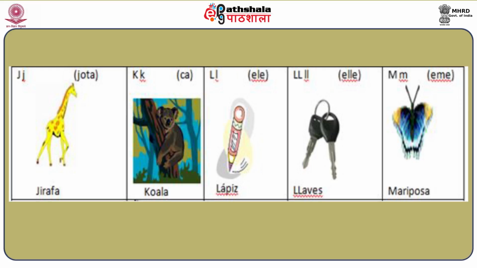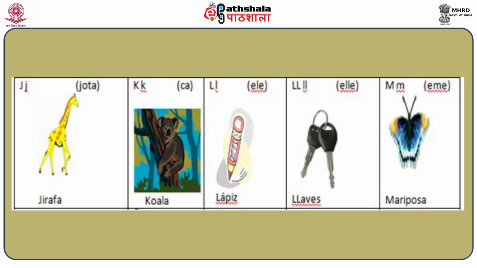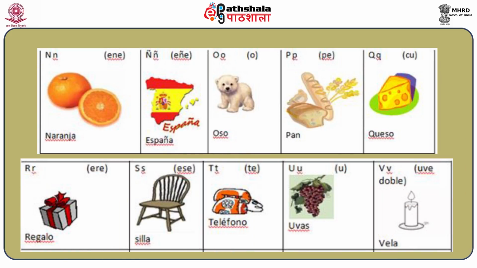K is pronounced as Ka as in koala. Double L is pronounced as Elie or Aye. L is pronounced as Ele as in lápiz. Double L is pronounced as Elie or Aye as in llaves. M is pronounced as Eme as in mariposa. N is pronounced as Ene as in naranja.